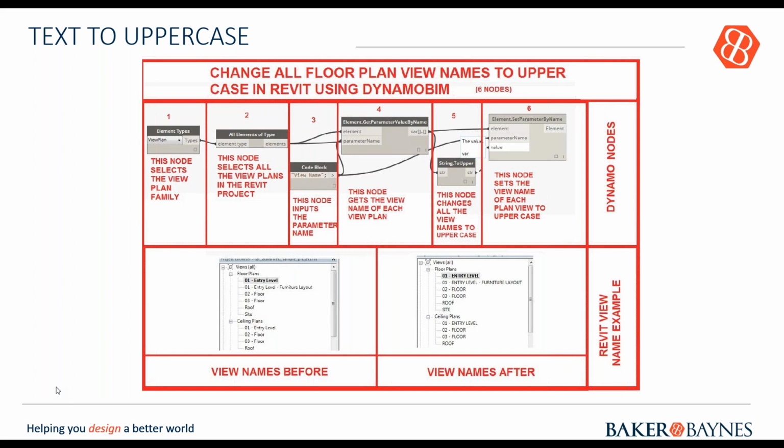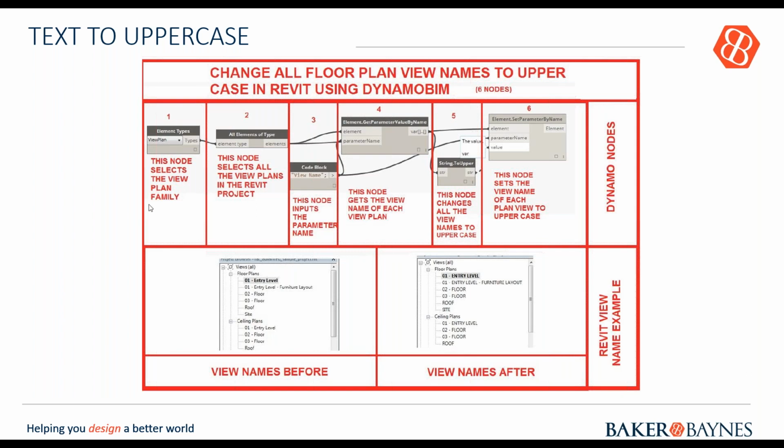Now, in this example, if you look on the bottom left, we're going to change all the views in our project, right, to suit our company standards, right? So this happens quite a lot where users go in and they just type in view names not following project standards, and using this Dynamo script, we're going to convert all the view names into uppercase.